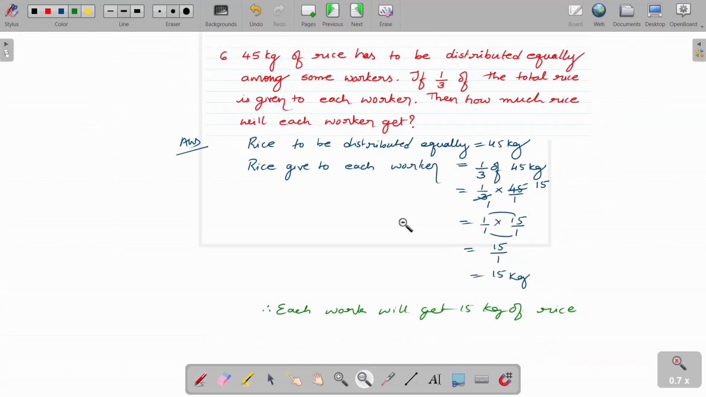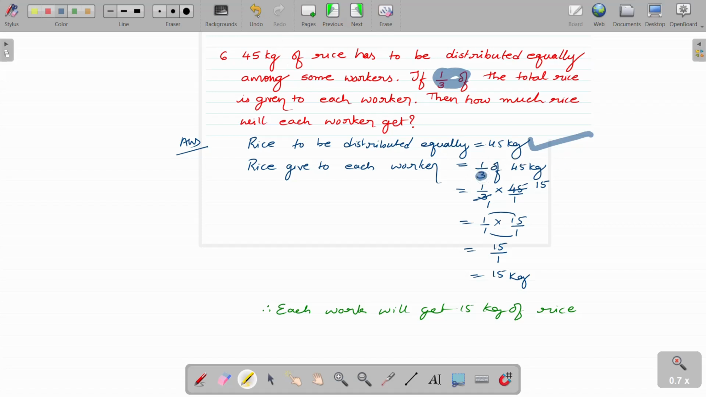So let's understand what I have done. First I wrote the given thing, that is total rice to be distributed equally among is 45 kg, and here is the hint word. Each person or worker will get one third of the total. Because of that I wrote rice given to each worker is equal to one third of 45 kg.